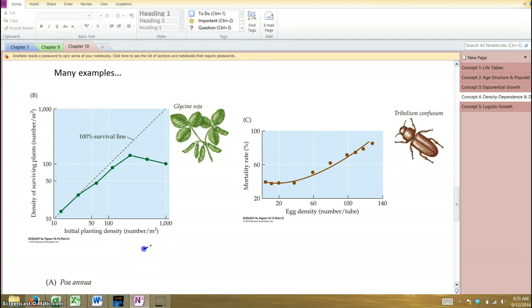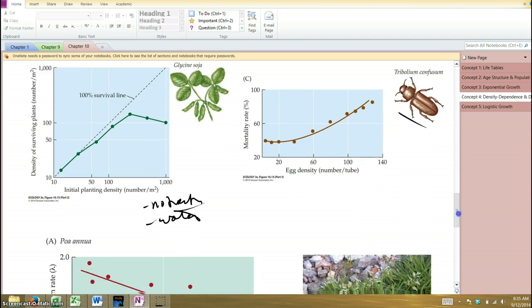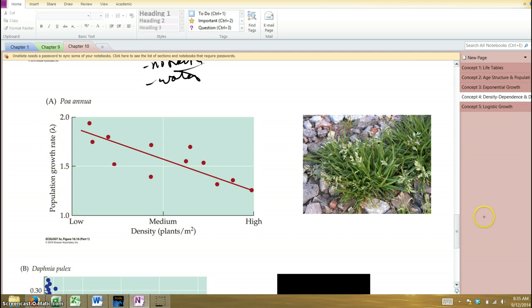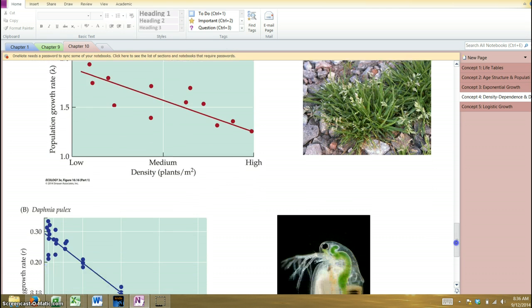It could be related to nutrients in the soil, it could be related to water. Again, these things that limit the number of plants that can survive. Here's the flower beetle. Another example, again, you can see as the egg density in these experimental tubes increases, mortality increases, so having a negative impact on population size. Poa annua, this weedy grass, increasing density, again, with decreasing population growth rate. Again, there's only so much space and resources in the soil. So that will limit the size of that population.